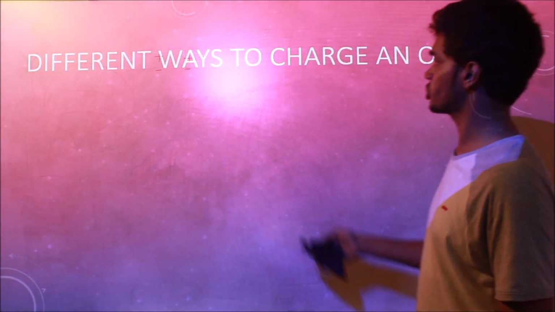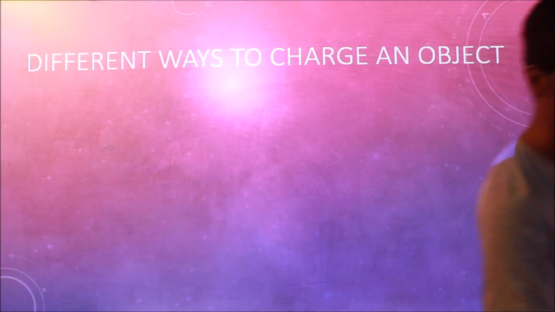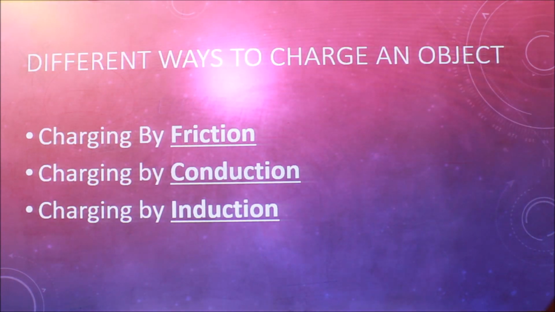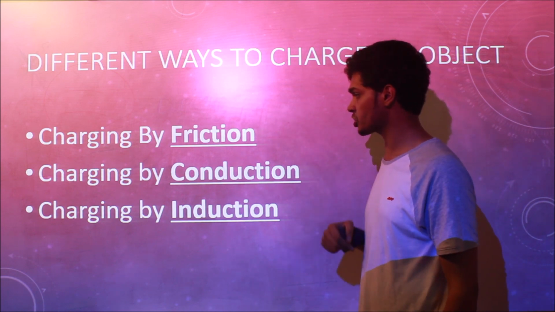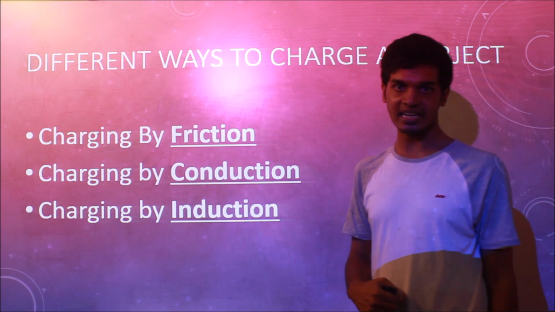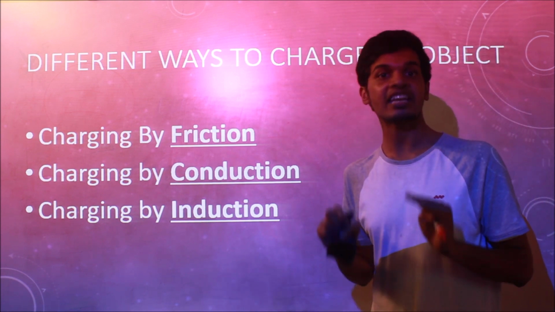So, what are the different ways in which an object can be charged? The different ways of charging an object are as follows: charging by friction, charging by conduction, and charging by induction. These are the three methods which we have explained in very high detail.